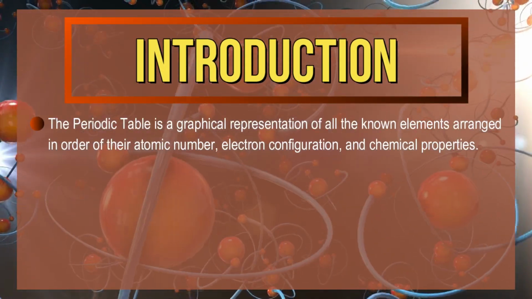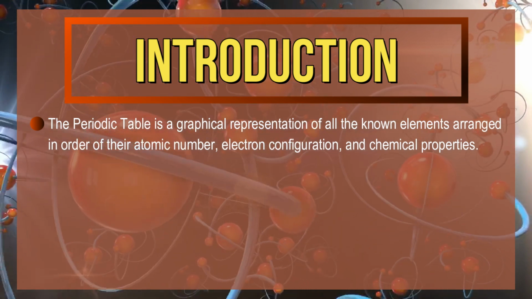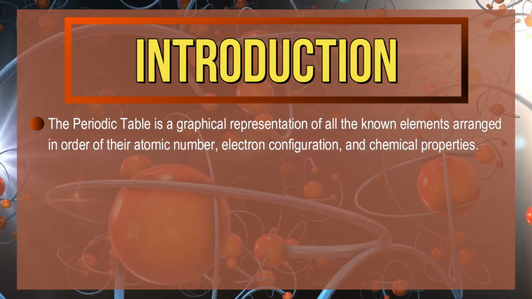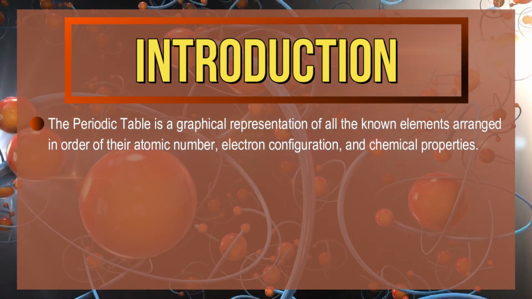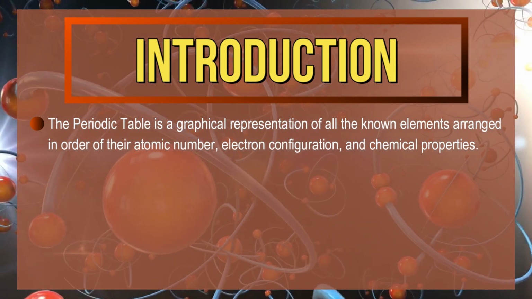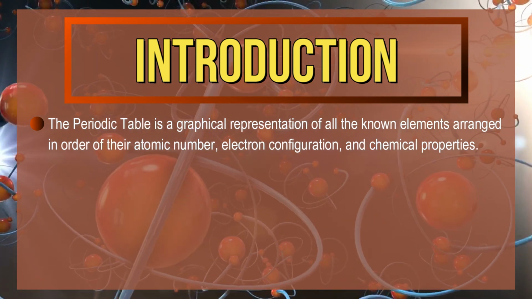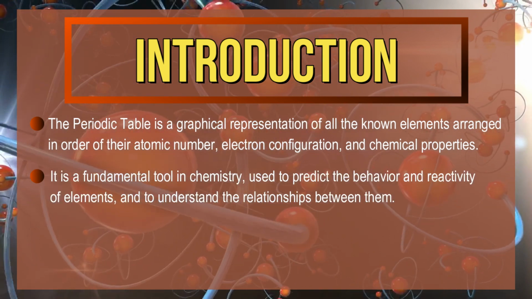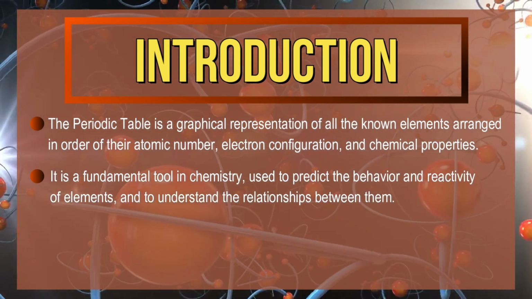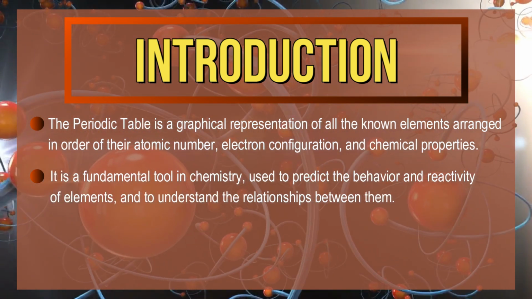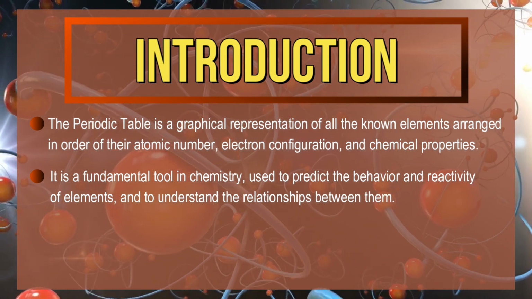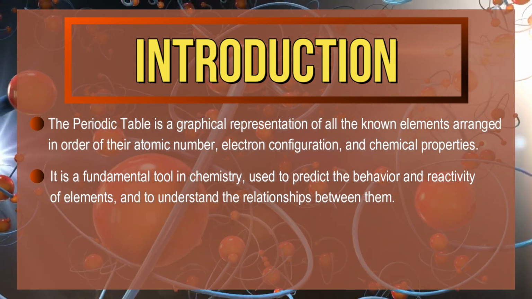The periodic table is a graphical representation of all the known elements arranged in order of their atomic number, electron configuration, and chemical properties. It is a fundamental tool in chemistry used to predict the behavior and reactivity of elements and to understand the relationship between them.